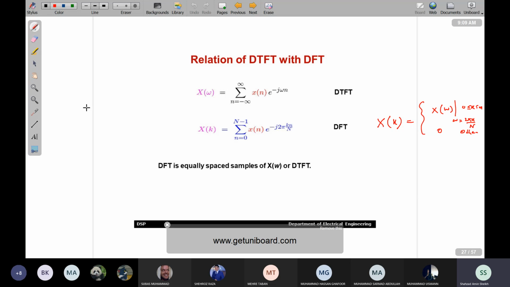So X of k is actually X of omega at omega equal to 2 pi k over N, for k between 0 and N minus 1, and 0 otherwise. Now let's see what it means.